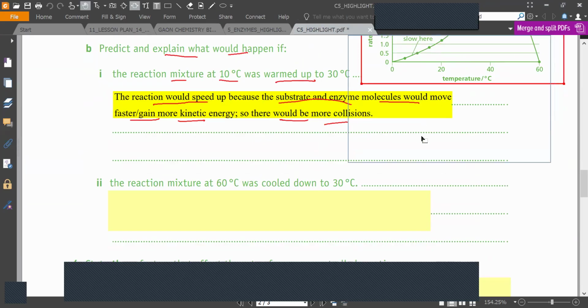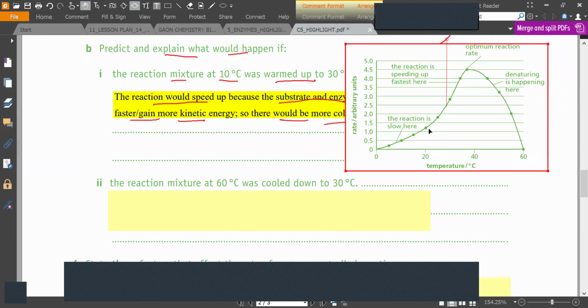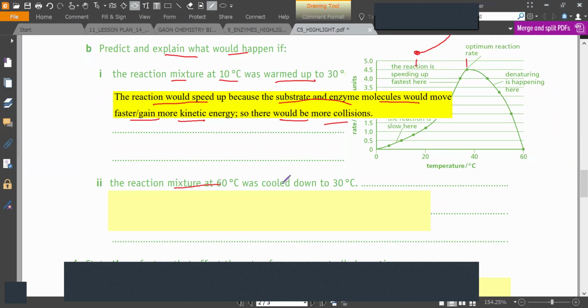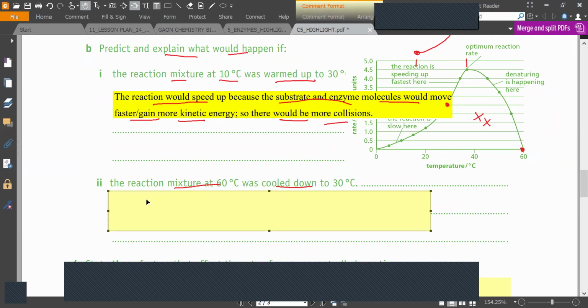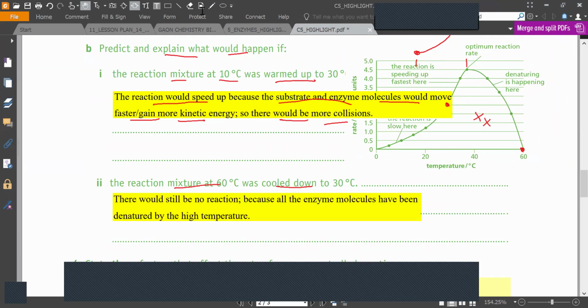How about the reaction mixture at 60 degrees, if it returned back to 30 degrees? We mentioned just now, 60 degrees, it returned back to 30 degrees, cannot, okay? Because the enzyme already denatured. So there will be no reaction because all enzyme molecules have been denatured by the high temperature.